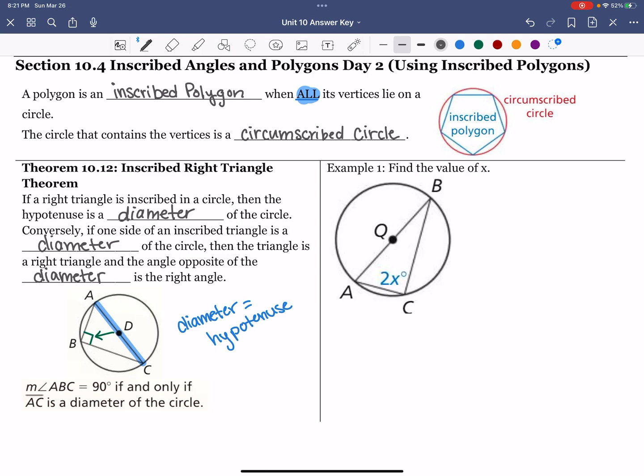And this one is if a right triangle is inscribed in a circle, then its hypotenuse is a diameter of the circle. Conversely, if one side of an inscribed triangle is a diameter, then the triangle is a right triangle, and the angle opposite of that diameter is the right angle. That's a lot of words, so I'm going to break it down for you.